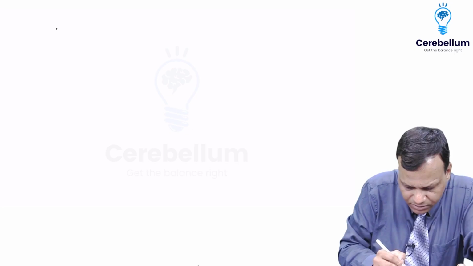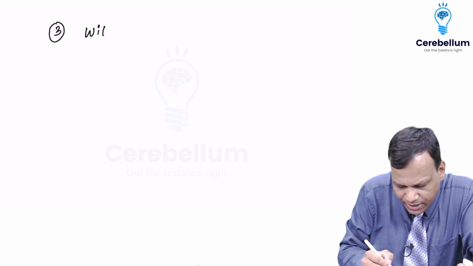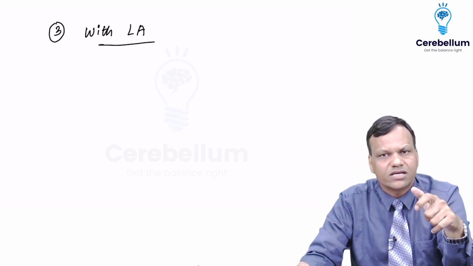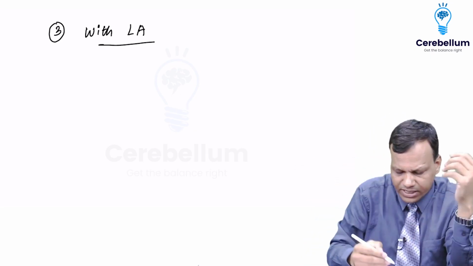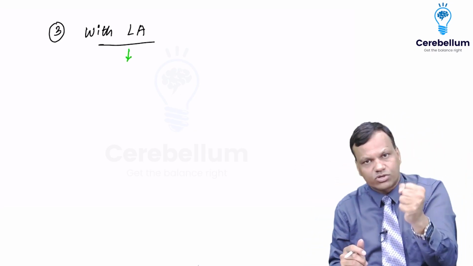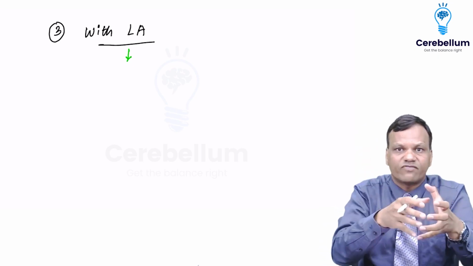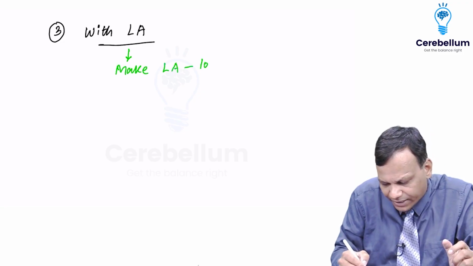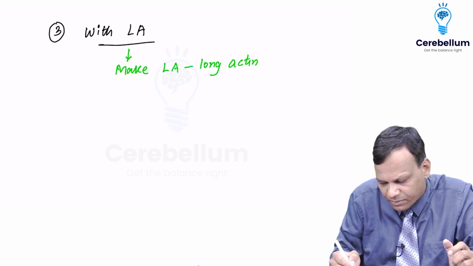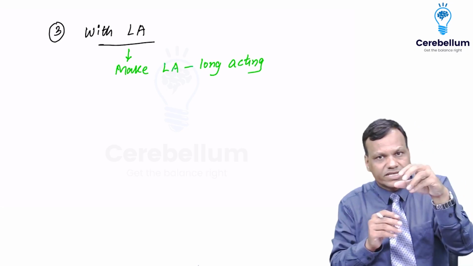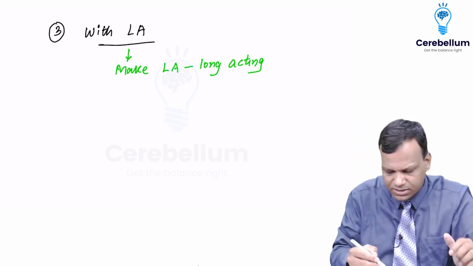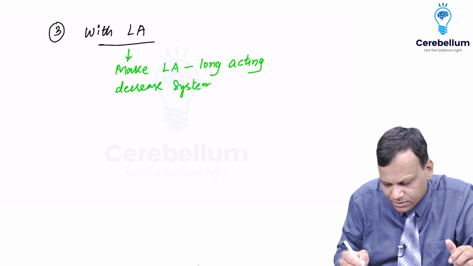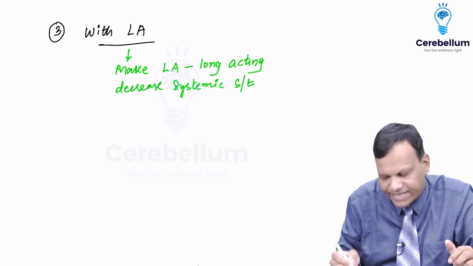Then third, adrenaline is commonly added to local anesthetic solutions. We will discuss the details in anesthesia later on, but here just remember, adrenaline causes vasoconstriction, so the local anesthetic will stay there for a longer period. So adrenaline is added to make the local anesthetic long acting. And second, because it acts at that place only and does not go to other places, it will decrease the systemic side effects of the local anesthetic. Systemic side effects will be lesser.